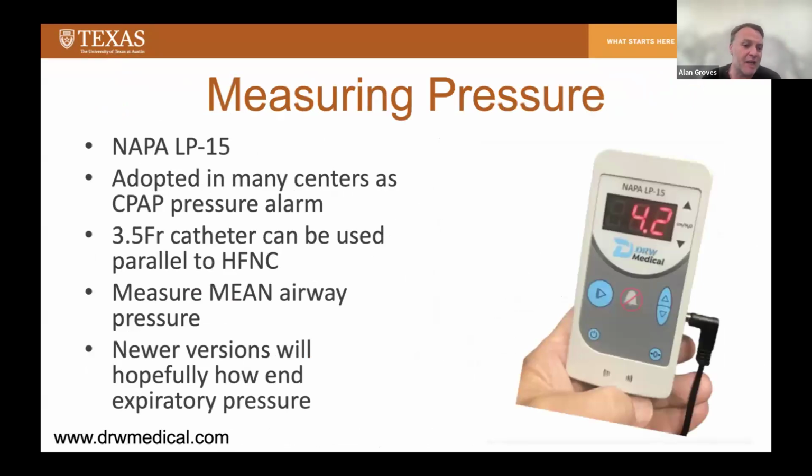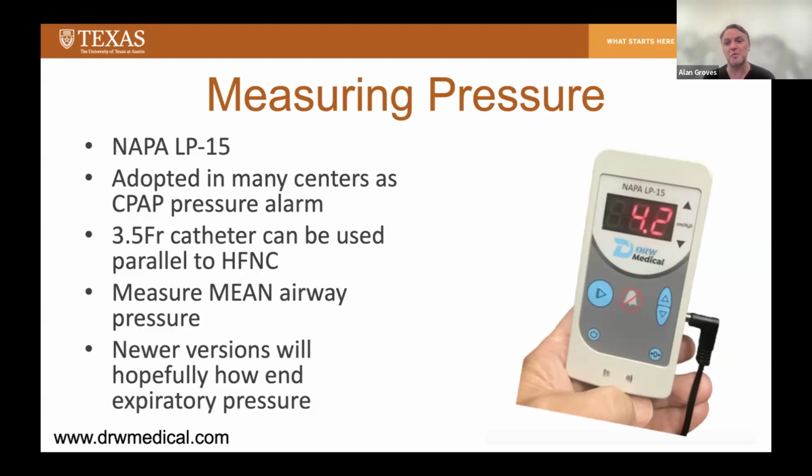And one of the things that I think seems like a really obvious solution to this is just to measure the pressure. So we do have a couple of people on the call from this group, DRW Medical. This is their Napa LP15 device. I think a lot of NICUs in the US already have this device in the NICU, primarily to monitor the pressure being generated while on bubble CPAP, so that you get an alarm whenever the CPAP is no longer achieving a good seal.